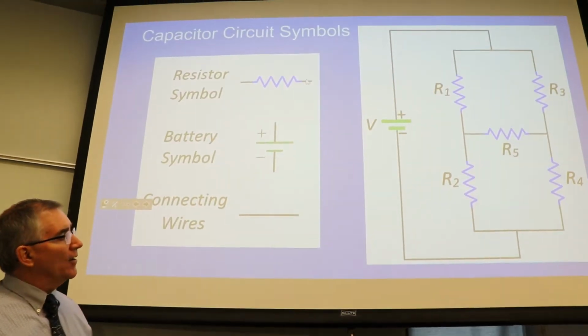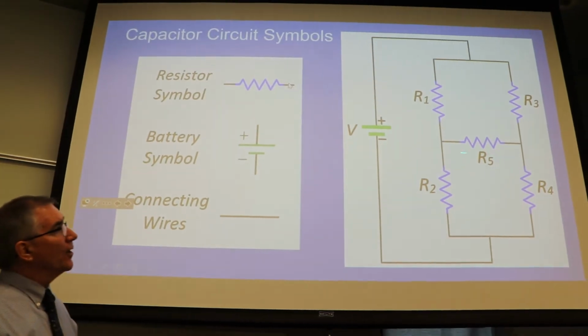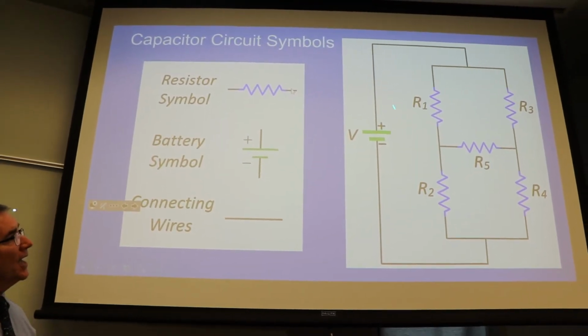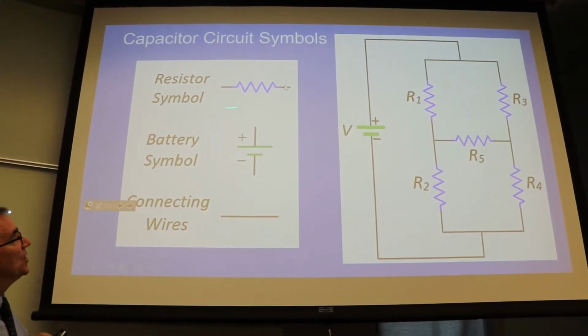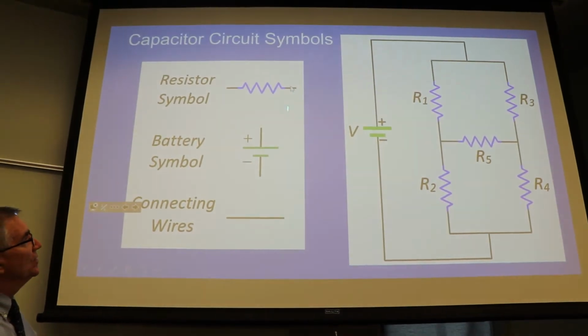Okay. Now, in our experiment, we're going to hook up a battery. So I've got my symbols over here. This is a resistor symbol.